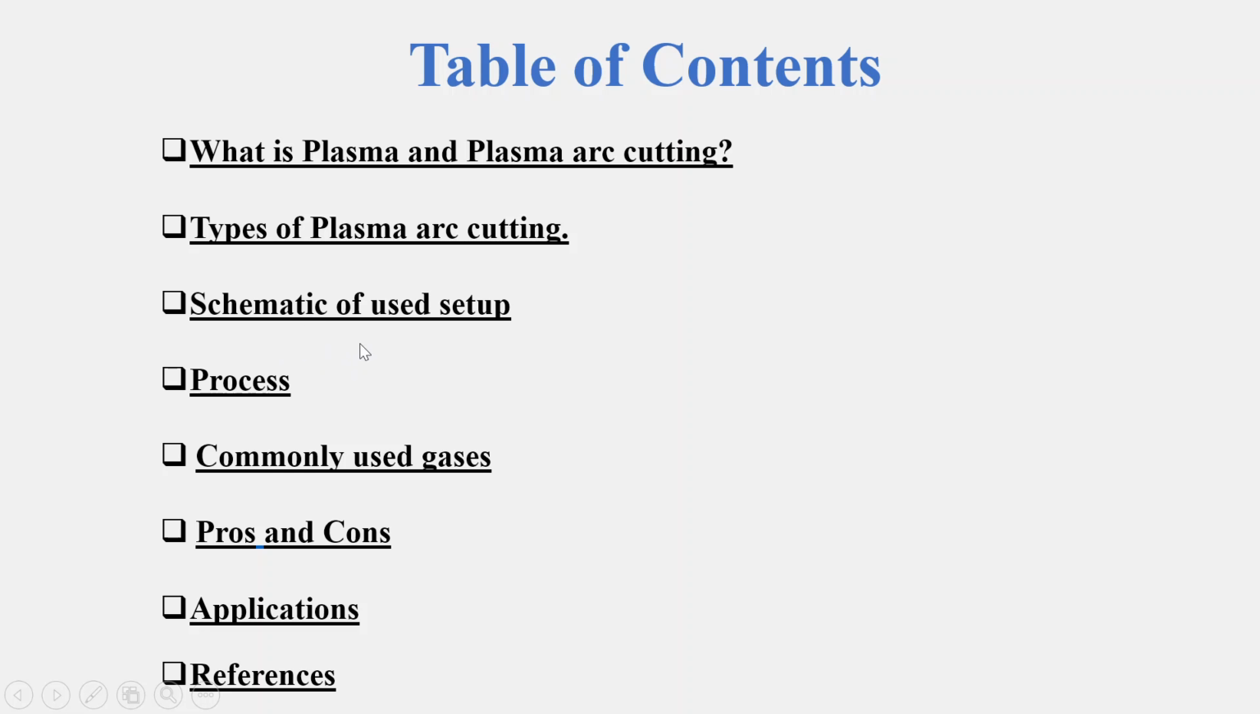Next, we will see how this process is carried out, what equipment we use to cut metals with the help of plasma, and then we will see the sequence of processes that are carried out in order to achieve the final desired shape, and then we will see what gases are commonly used in plasma.